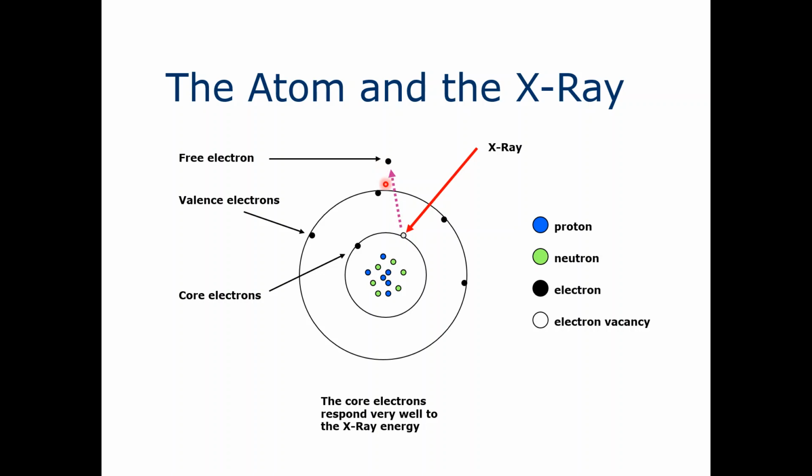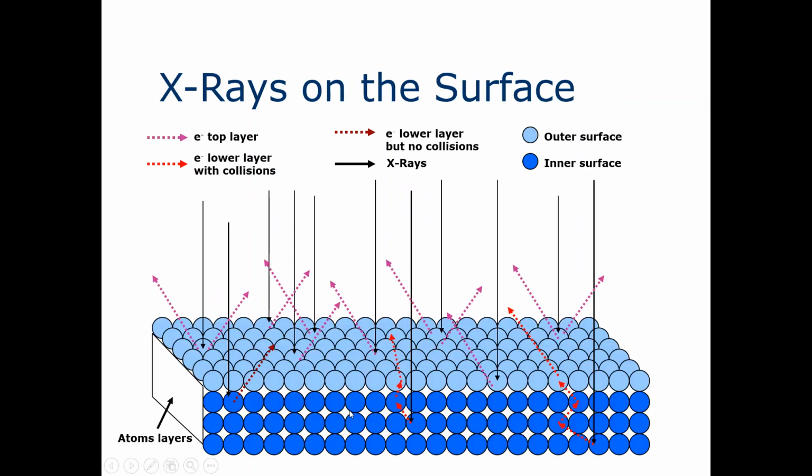We can also call that a photoelectron, once it has been emitted with the help of the X-ray photons. These are the core electrons. So, X-rays on the surface. How do X-rays react with the surface, and how do the atoms or the electrons respond to the X-rays from the outside source?